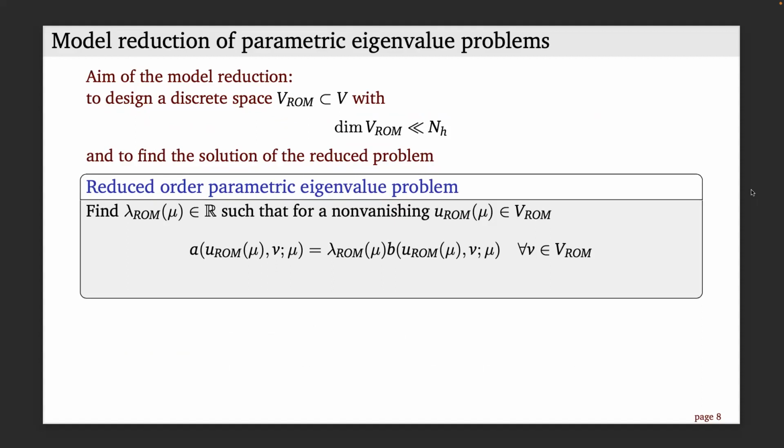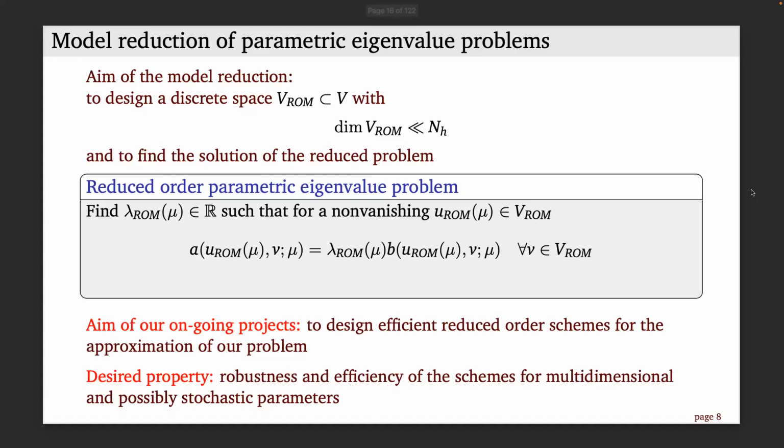But of course, now the question is whether we have an efficient method. Again, we are trading accuracy with complexity, and we would like the reduced solution to be a good approximation of the high fidelity solution. Okay? And our project, as I said, aims at designing efficient reduced order schemes for the approximation of this problem, with the property that the discretization is robust, efficient, and that it works also for multidimensional problems, so when D is large. Eventually our dream would be also to deal, maybe in collaboration with the group of Raoul, with stochastic eigenvalue problems.